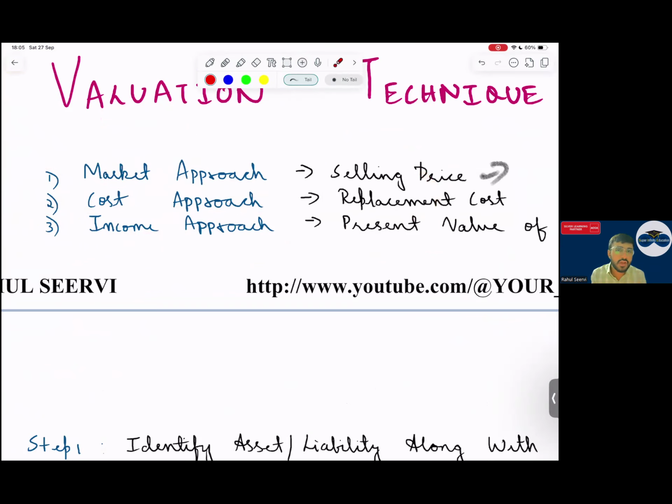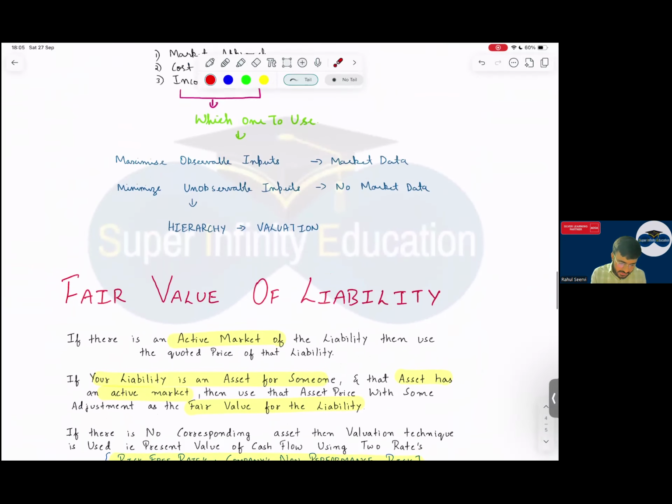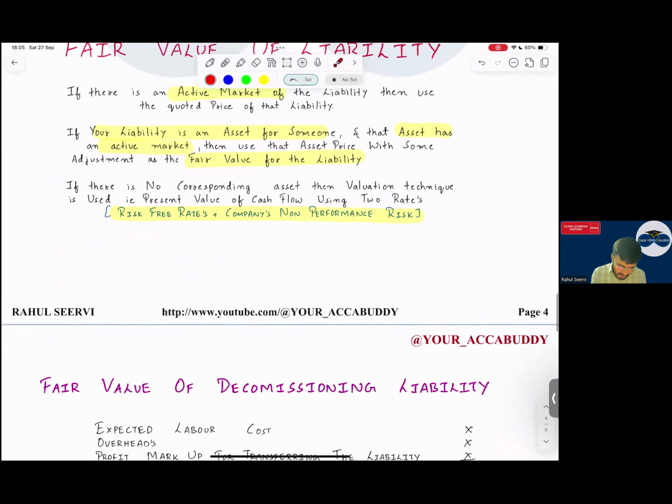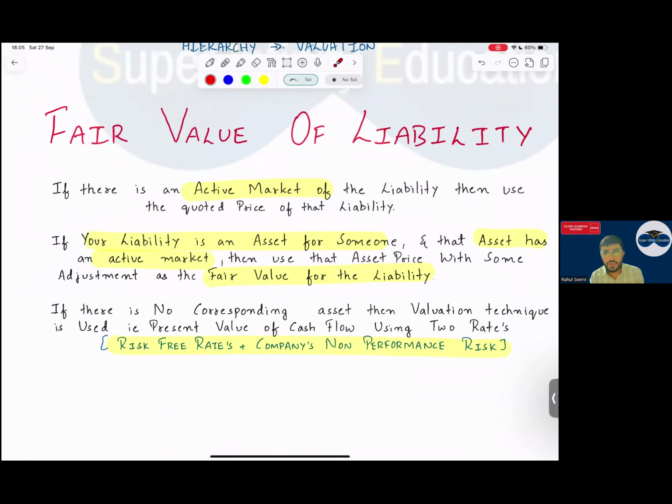Saying what all are the valuation techniques which you can use to calculate the fair value. So now these are some points which are important. Now coming to fair value of the liability. Now sir, how do we calculate the fair value of liability? A very important concept for your IFRS 9 financial instruments.